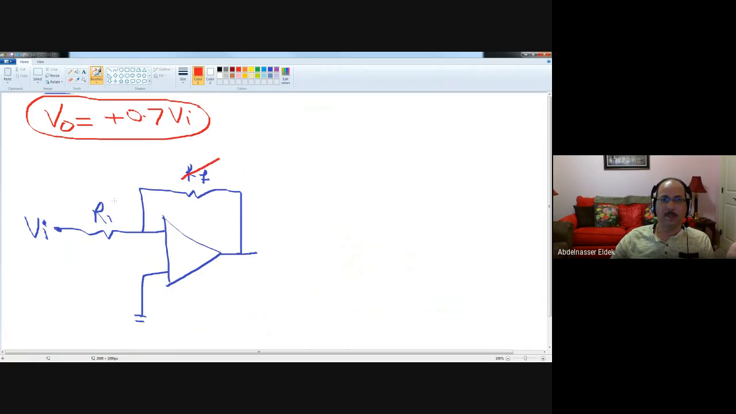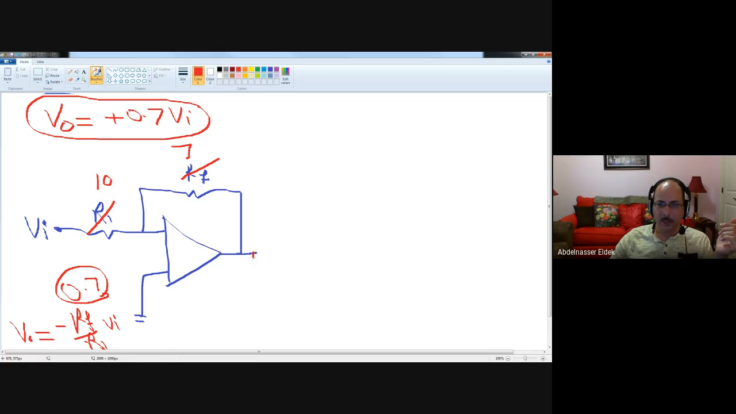How do you make it 0.7? You know the equation. The equation is VO equal what? Equal negative RF over R1 times VI. Okay, so you want RF over R1 to be 0.7, then you can select, for example, this one to be 7 and this one is 10. This will work.